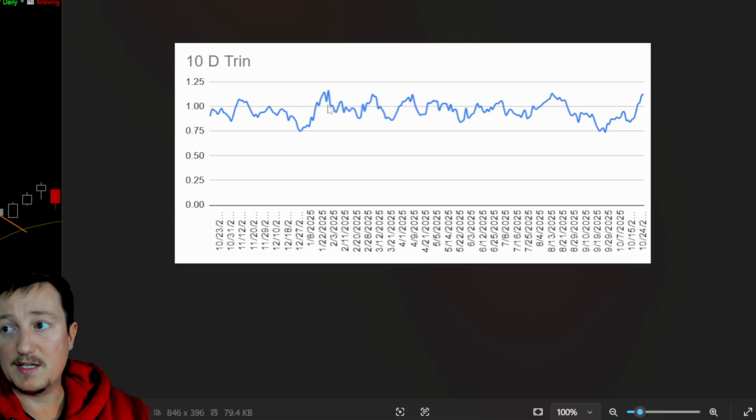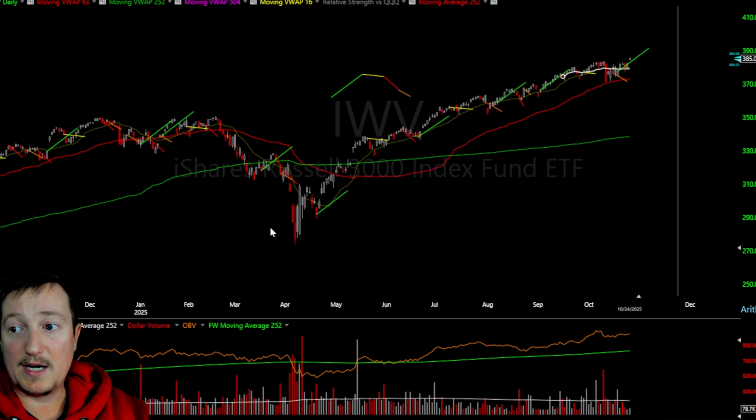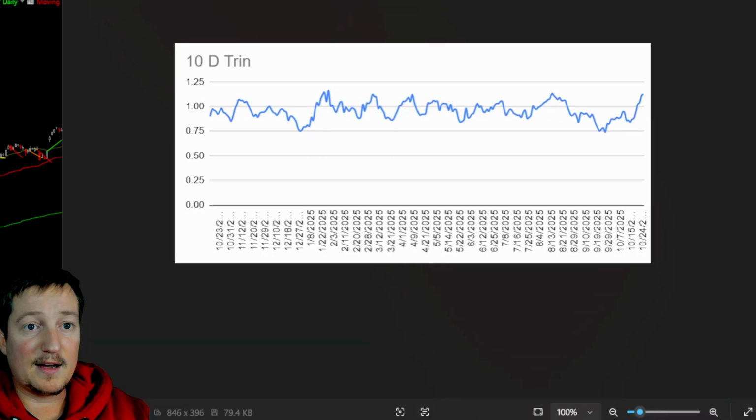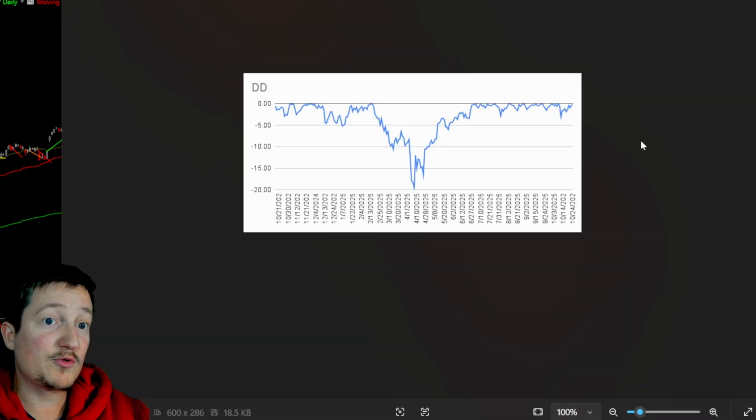This is around January, right? So if we look at January on the IWV, this was January right here. So we could keep going sideways to up, but it's just a cause for caution in the intermediate term. Okay, so that's that. That's the 10-day trend indicator.